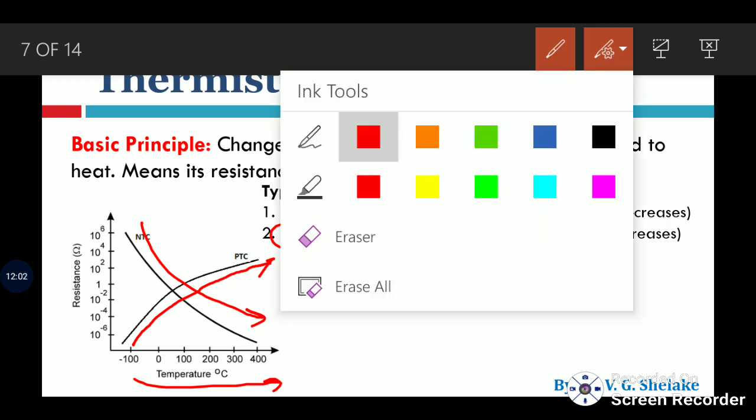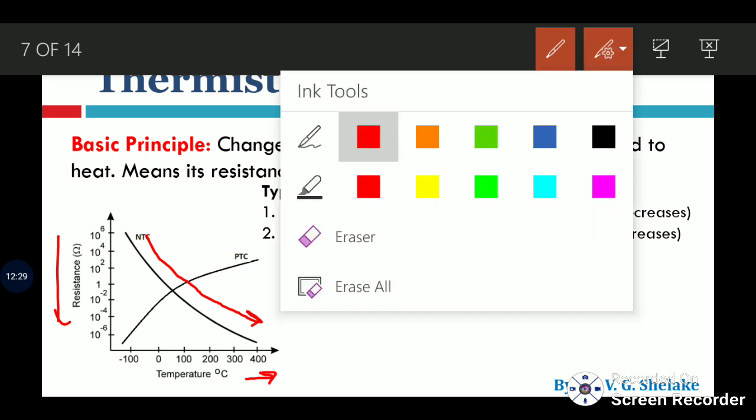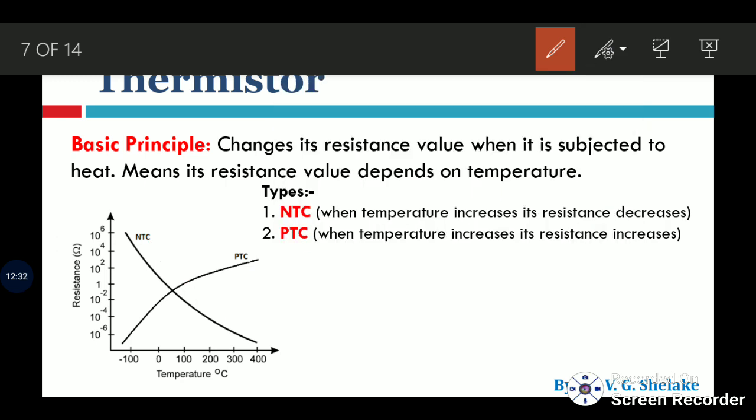So there are two types of thermistors. One is negative temperature coefficient of resistance, in which as the temperature increases, its resistance value decreases. So the temperature will be increasing and the resistance value will be decreasing. One more type is positive temperature coefficient, in which as the temperature increases, the resistance value also increases. This is called a positive temperature coefficient of resistance.